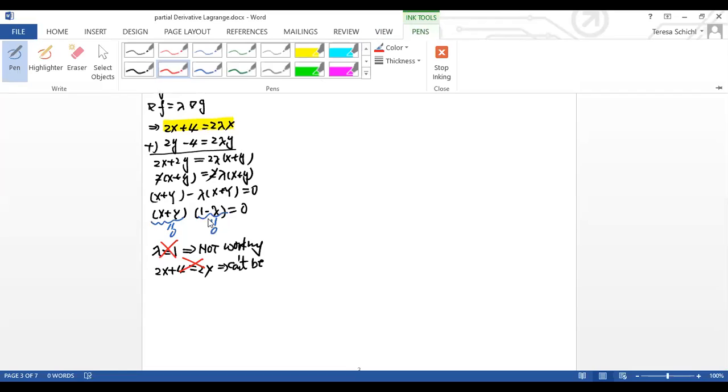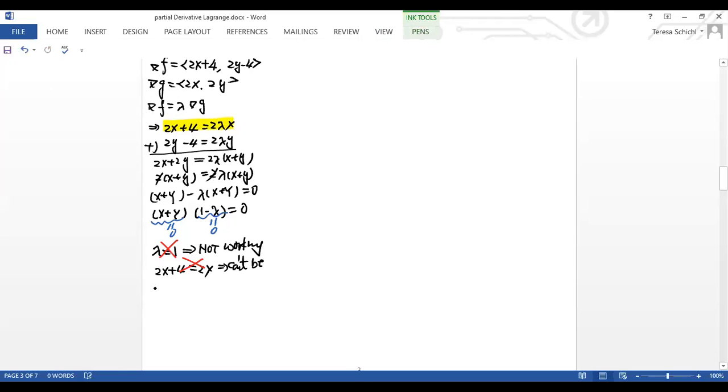So that means this term cannot be equal to 0. The only other term that can be 0 is x plus y equal to 0. That means y will be equal to negative x.